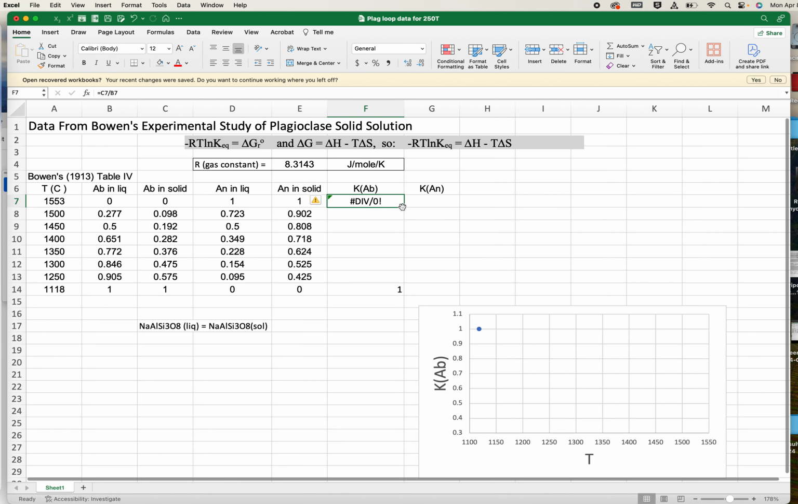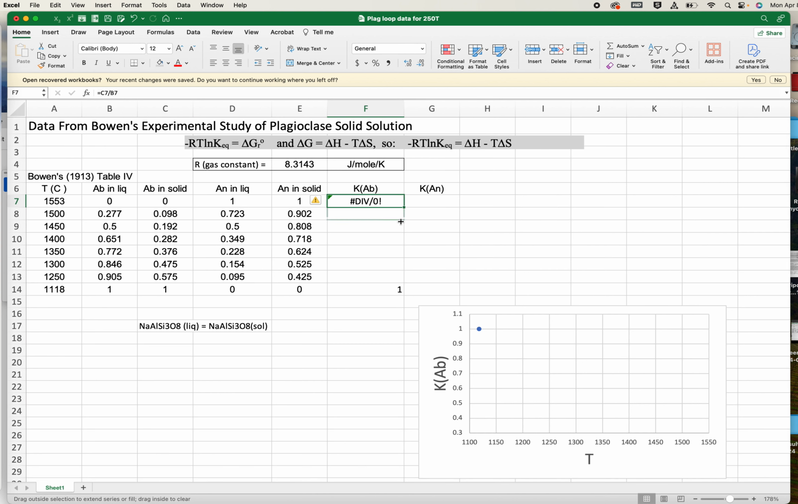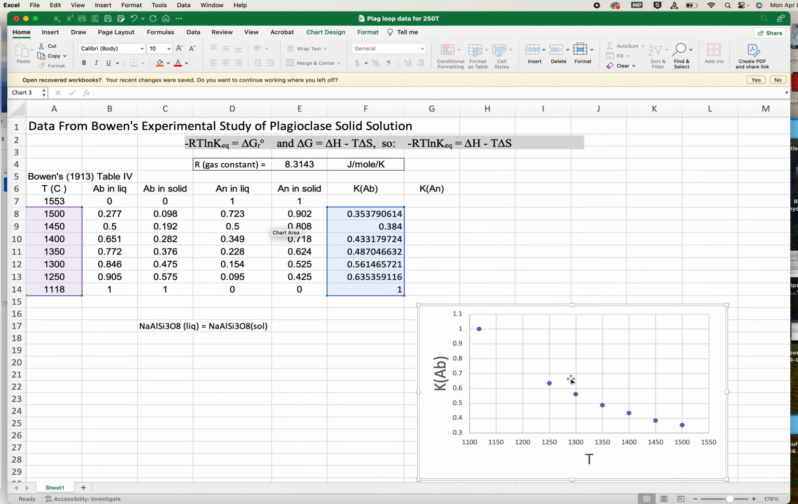We'll have albite in the solid divided by albite in the liquid. For the pure anorthite case, that just gives us a bunch of nonsense. So we'll get rid of that in a moment. We don't need that value, but as we fill down, we can get these values down here. And I've set it up so it plots over here. In this diagram, we're plotting the equilibrium constant versus temperature.